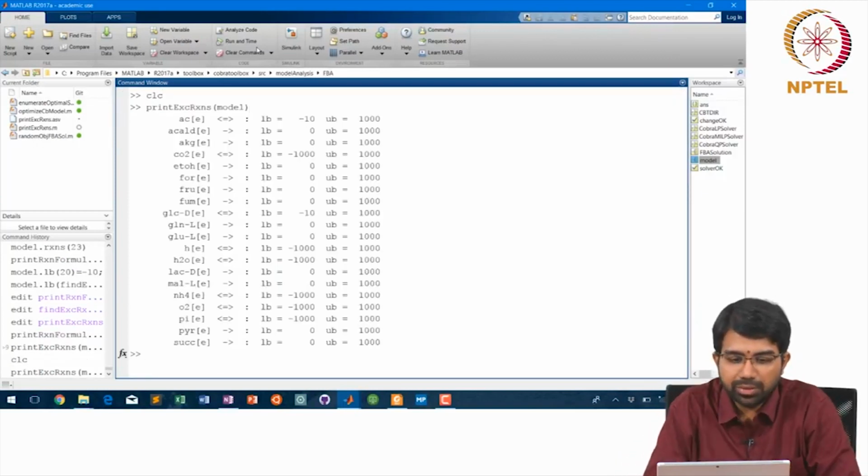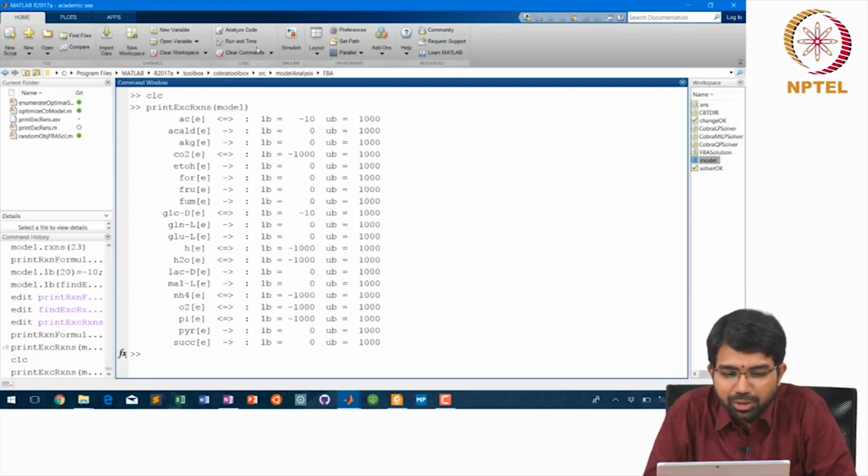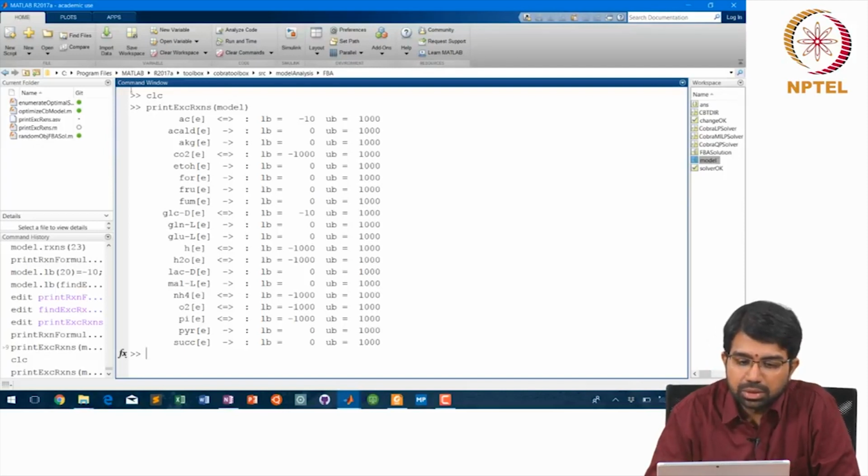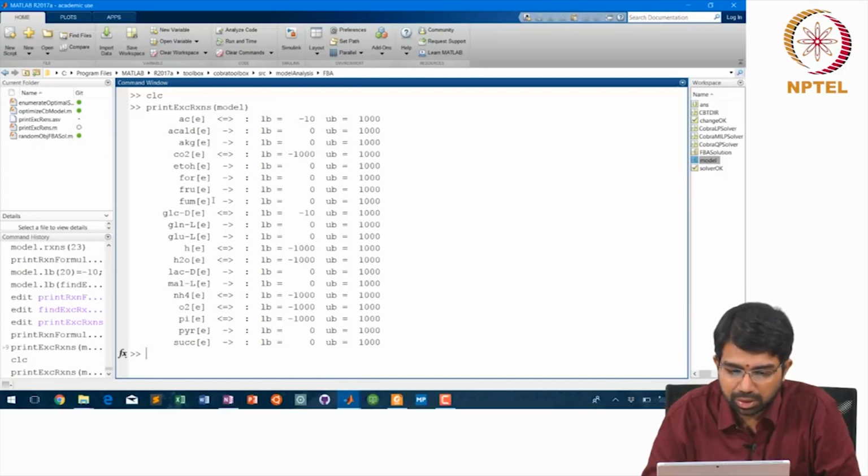Okay. So now we have a small piece of code that tells you what the exchanges are and how they look. I just wrote a new piece of code which says print exchange reactions. So this is acetate both ways. Minus 10 means 10 comes in. This is how much glutamine is secreted. This is glutamate being secreted, ethanol and so on.